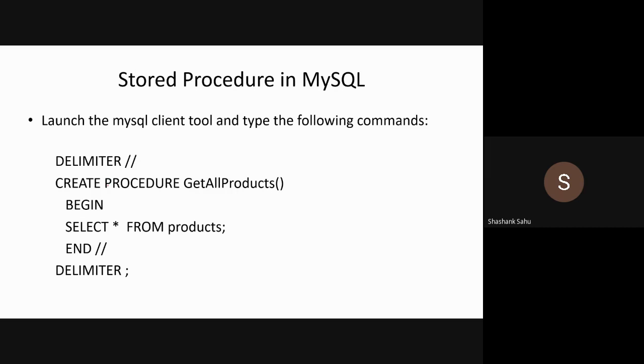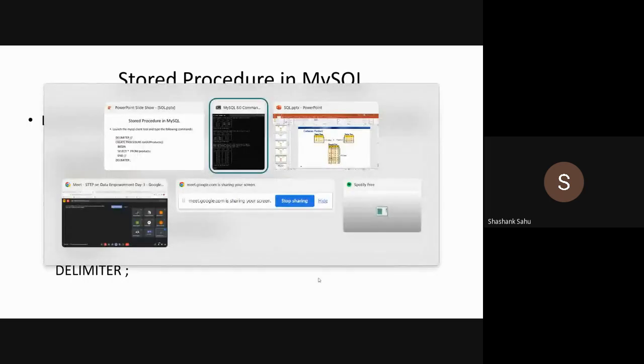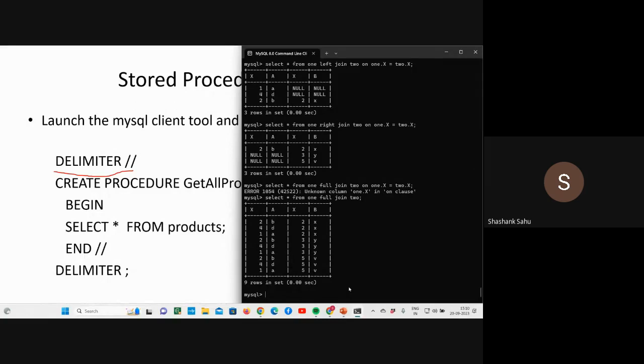Now, to write a stored procedure in MySQL, first we have to set the delimiter. So I'm just telling what the meaning of delimiter is. By default in MySQL, the delimiter is semicolon. Like when we use select star from student, we have to write the semicolon. Semicolon is a delimiter, or you can say the end of the query. So semicolon is the default.